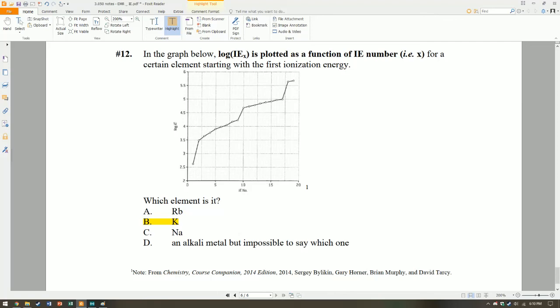so we start with the first ionization energy here. We can see there's a big jump to the second one, from 1 to 2. So the second ionization energy is super high, which means that there was 1 valence electron, which means that it was potassium.